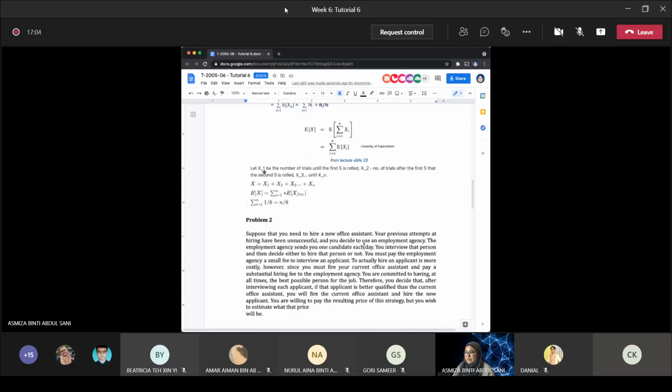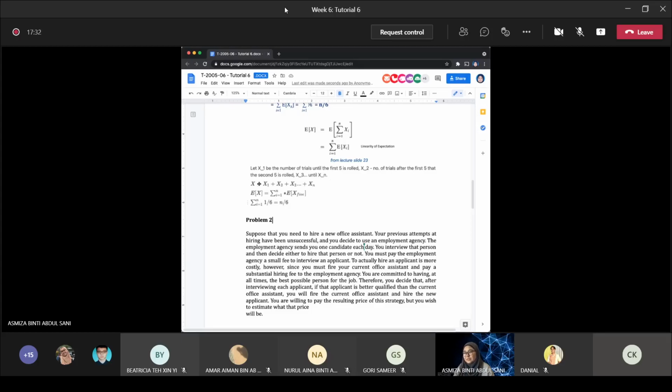Okay, so let x1 be the number of trials until the first 5 is rolled, and x2 be the number of trials after the first 5 until the second 5 is rolled.